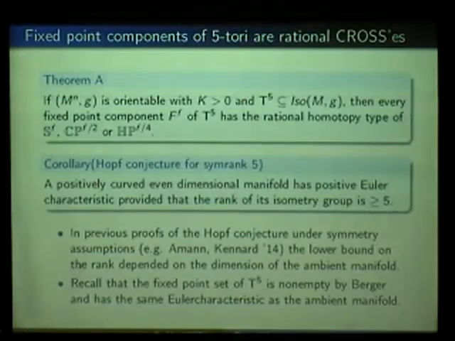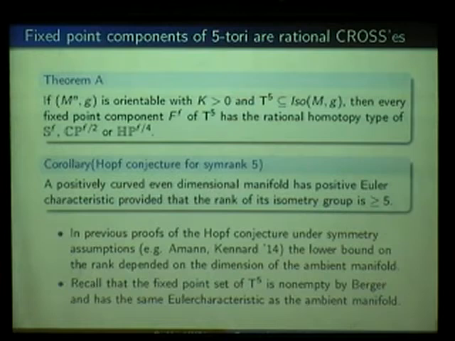Right, so I should say there were previous proofs of the Hopf conjecture under symmetry assumptions, but all previous results depended upon a lower bound on the symmetry rank, which goes to infinity as the dimension goes to infinity, right? So either linearly, or if the dimension is divisible by 4, there's a paper by Ammann and Kennard where you only need logarithmic bounds, right?